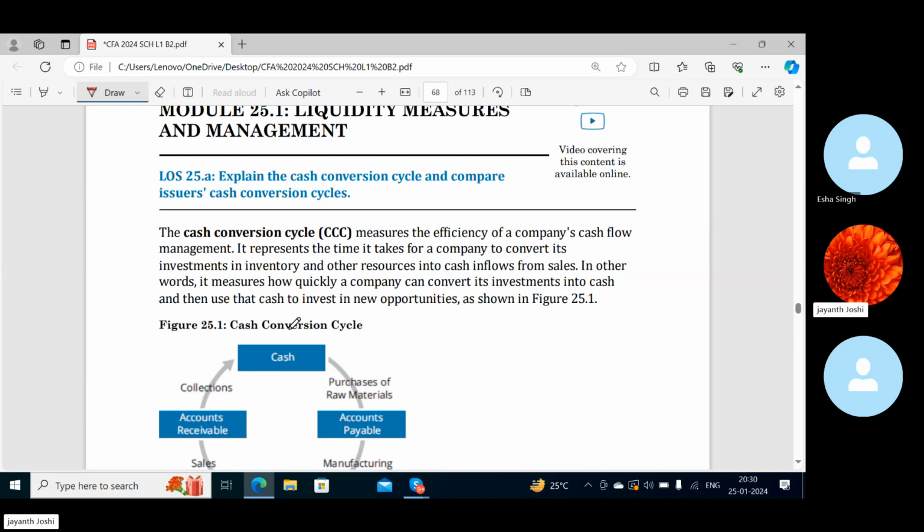Now comes the cash conversion cycle. See, if I'm not wrong, have we discussed this cash conversion cycle in ratios? Please tell me.